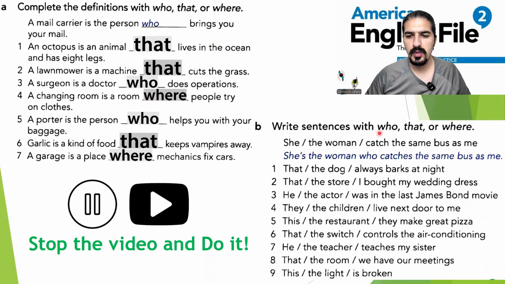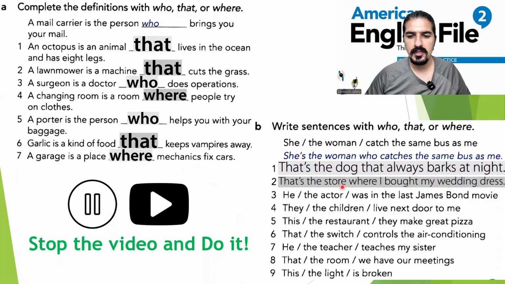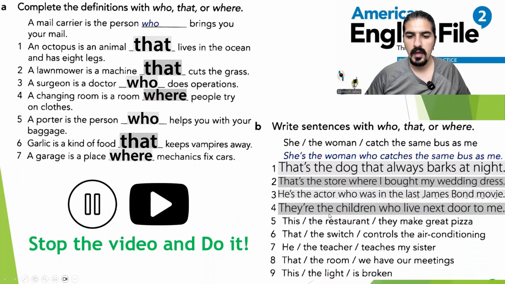Now write sentences with who, that, or where. Okay, for example, she, the woman, catch the same bus as me. She's the woman who catches the same bus as me. All right. Again, you can do it with me or you can do it yourself. For example, that's the dog that always barks at night. Or that's the store where I bought my wedding dress. Number 3, he is the actor who was in the last James Bond movie. Or 4, they're the children who live next door to me.